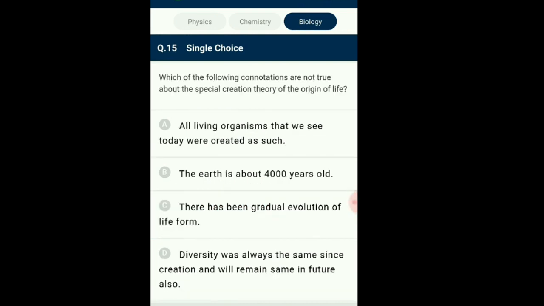Question number 15. Which of the following connotations are not true about the special creation theory of the origin of life? Special creation theory stated that all living organisms that we see today were created as such. The earth is about 4,000 years old. Diversity was always the same since creation and will remain the same in future also. So the answer for this question is option C. There has been gradual evolution of life forms.